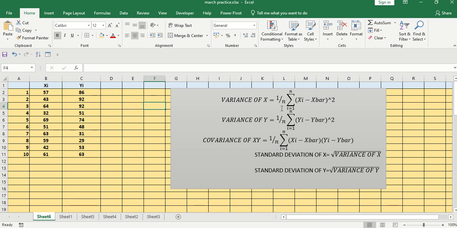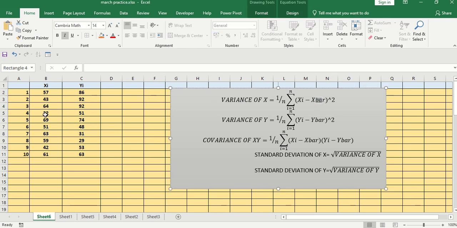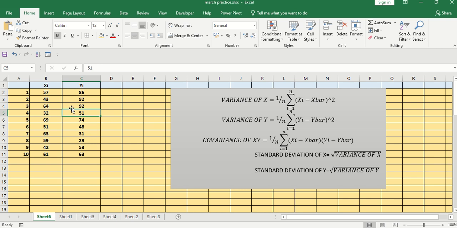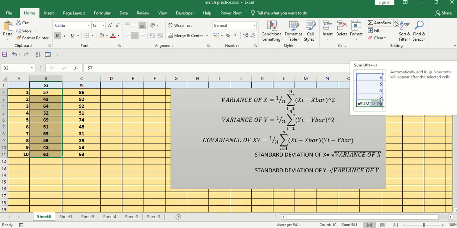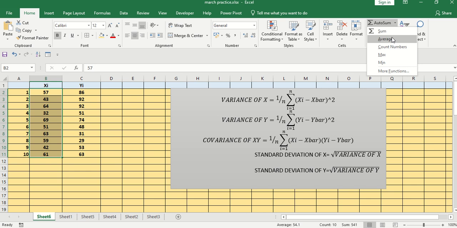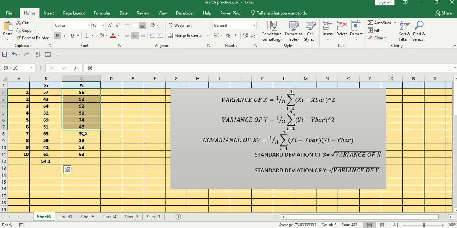And now we need to calculate first the x bar and the y bar. Simply, the x bar and y bar are the means of x and y. So this is what we are going to do. Let's calculate their averages. This is what we are going to get. After calculating the average, these are the averages of x and y.